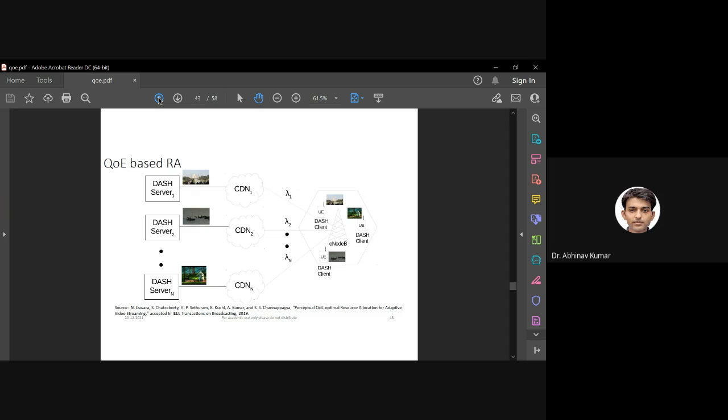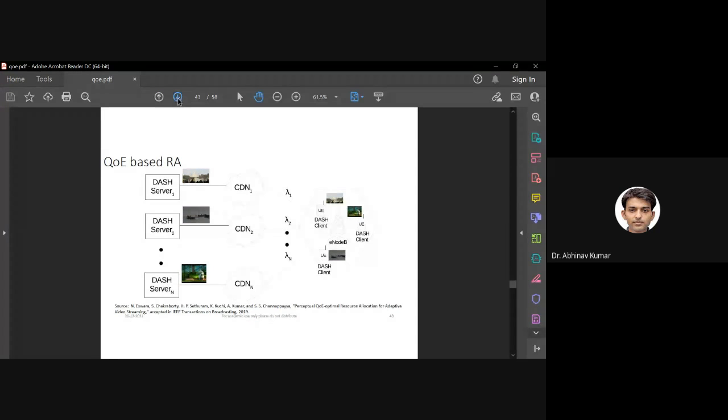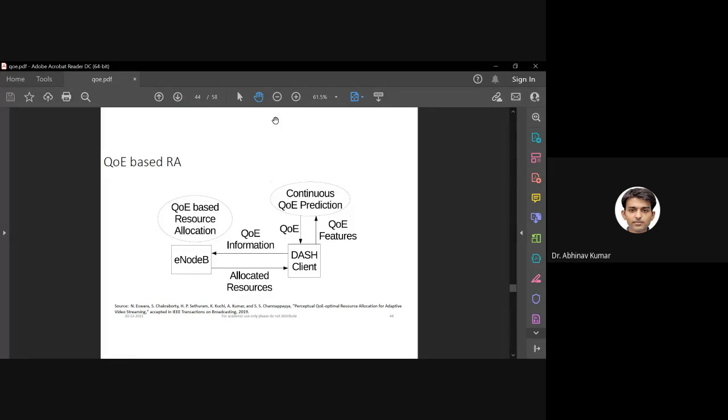So the device should be the one requesting content, and then adaptation should be happening at a DASH server. And then the eNodeB can only know what kind of content we are getting. We can send some minor feedback to the eNodeB, but at the end of the day, the resource allocation is happening at the eNodeB, for example, for downlink. So based on this, we tried to come up with this kind of a QoE based resource allocation, where the eNodeB is performing QoE based allocation.